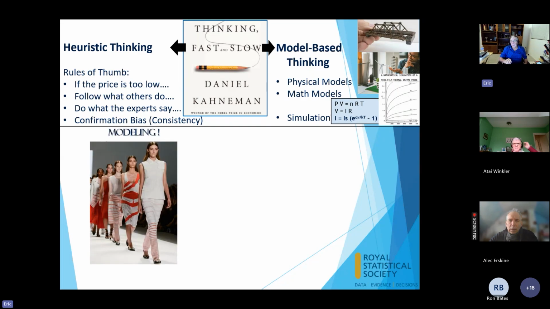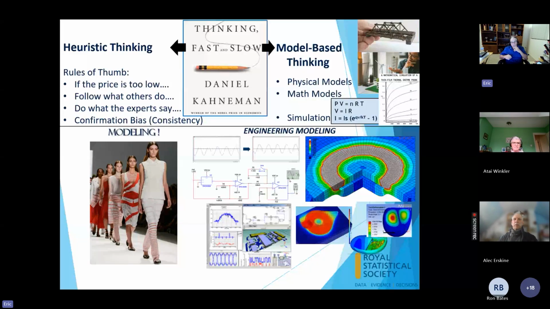And I said, no, no, no, nothing quite that glamorous. I'm talking about engineering modeling. And then the room went back to everybody doing their work there with their physical therapist.